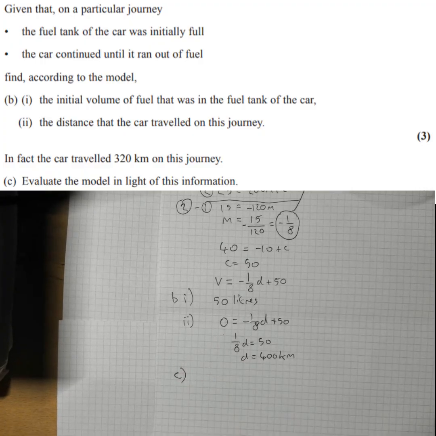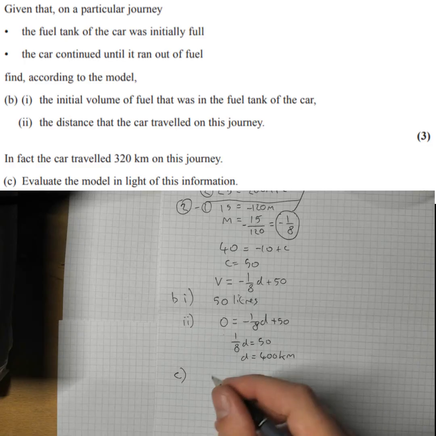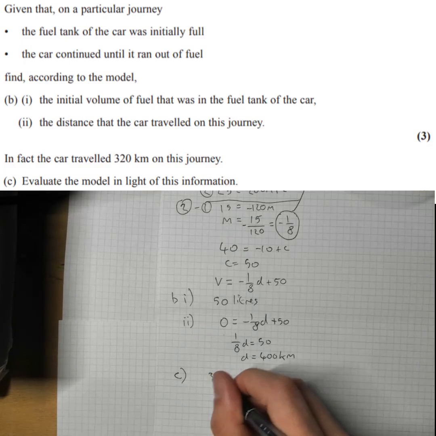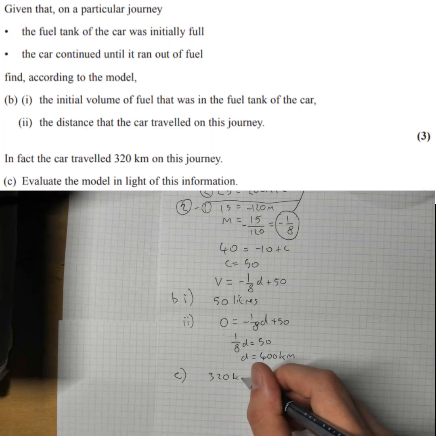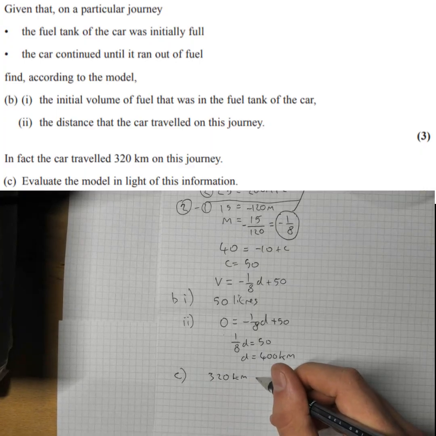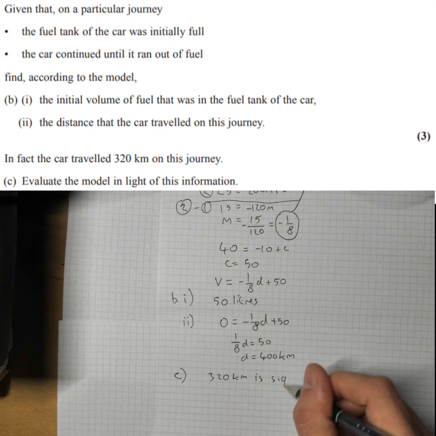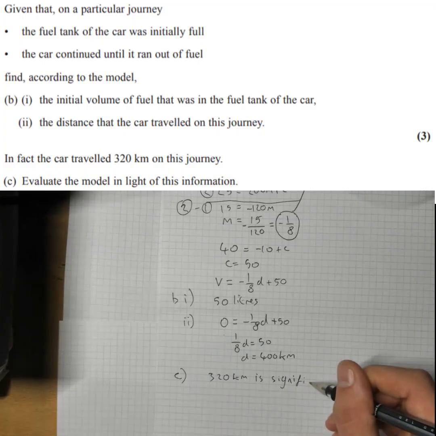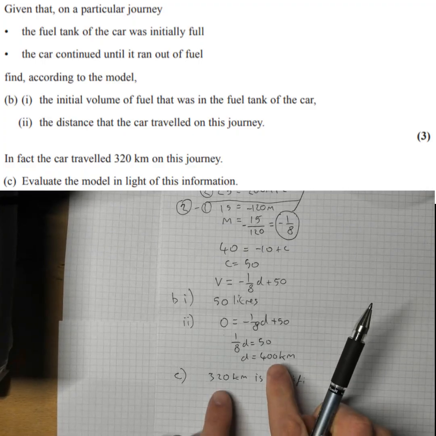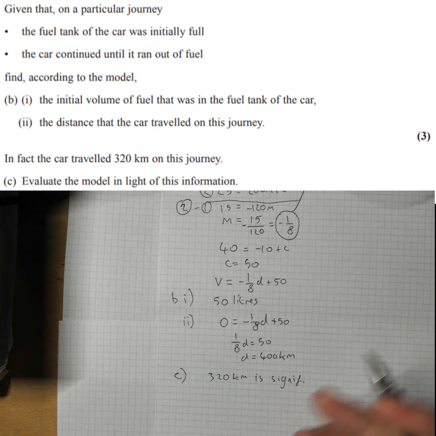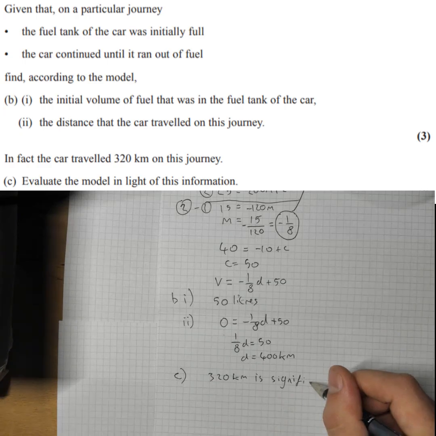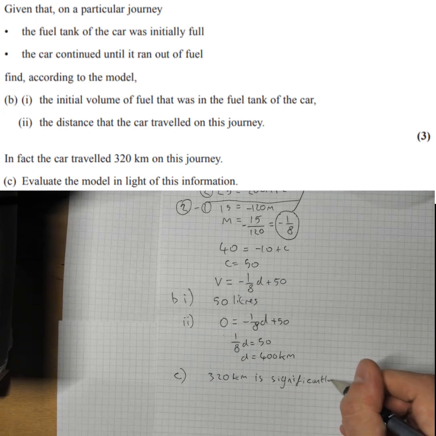Then it's quite a common part for these kinds of questions: evaluate the model in light of that information. Well, if the car has actually travelled 320 kilometres, that's quite a big difference. I could say that's significantly less than 400, so it's not a good model. What you're looking for is comparing the numbers. If they're close, then it is a good model. If they're not, then it's not a good model. Significantly less.